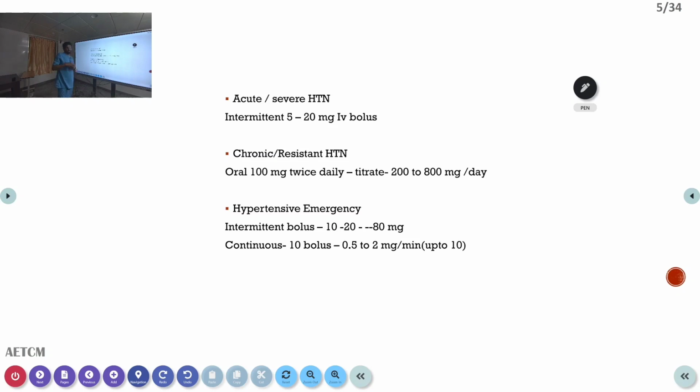Another usage of Labetalol is in hypertensive emergency. Here initially we will try to control the BP with intermittent bolus doses of 10 to 20 mg, titrated up to a maximum of 80 mg. If it is not controlled with intermittent bolus doses, then we will go with the continuous IV dose. Here 0.5 to 2 mg per minute, and in some textbooks up to a maximum of 10 mg can be given per minute.